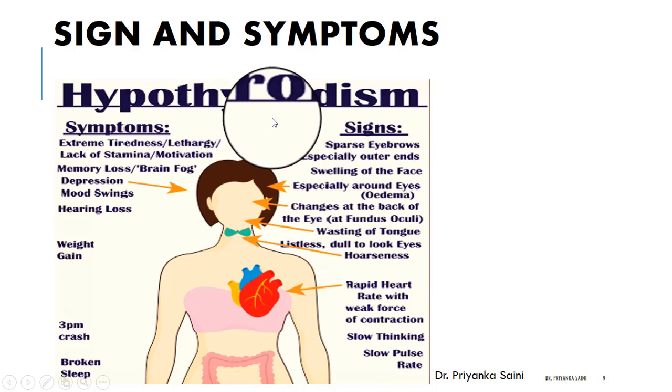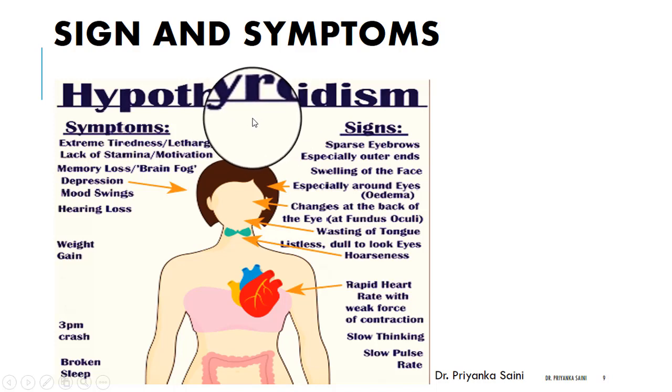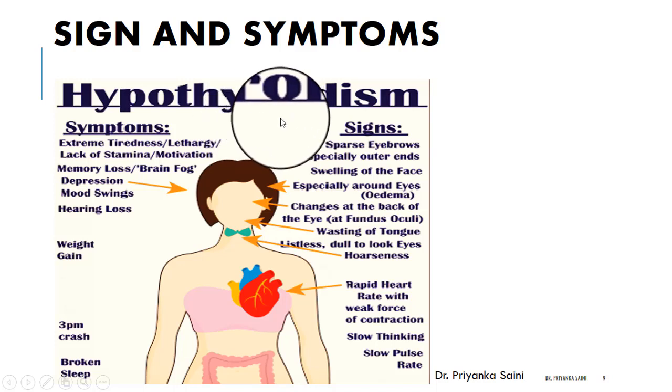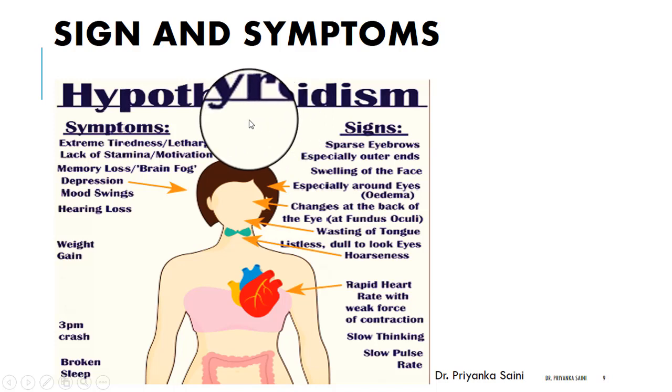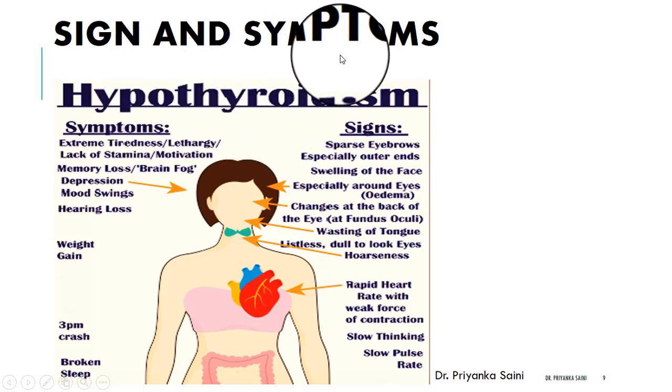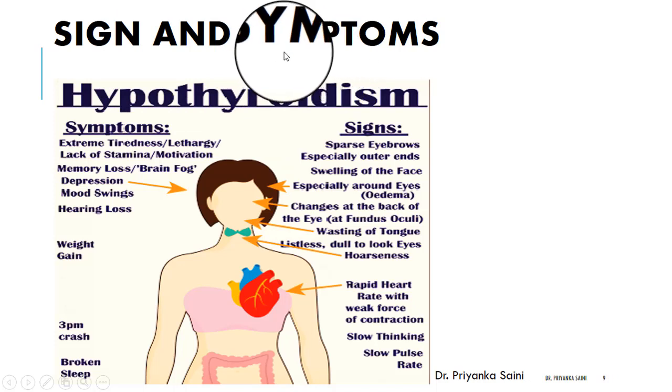Next, thinning of the hair. Next, slow heart rate. And the most important sign is depression. Another important sign and symptom is impaired memory. And another very important clinical feature is an enlarged thyroid gland, meaning goiter.